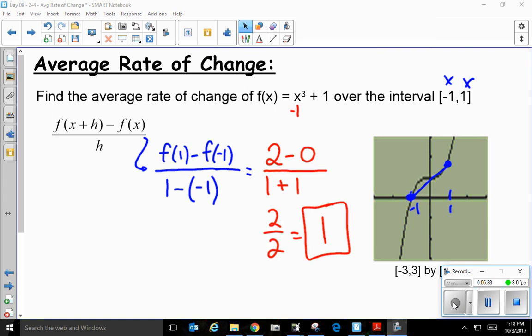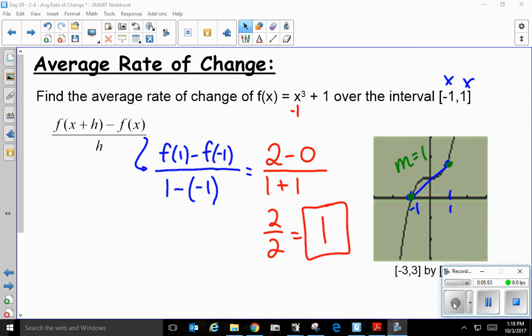Okay. All right. So, not difficult, not crazy. Correct? Not crazy. All right, good. Good, good, good. And by the way, that slope of 1 is the slope of this line right here that connects the 2 points. And that's the average.